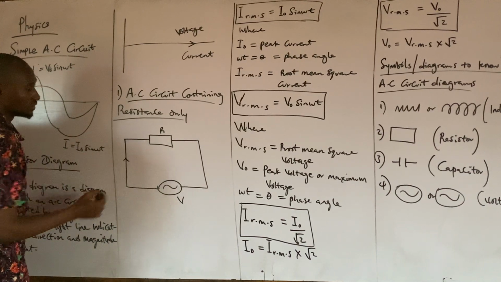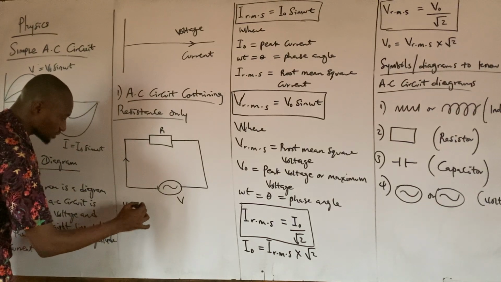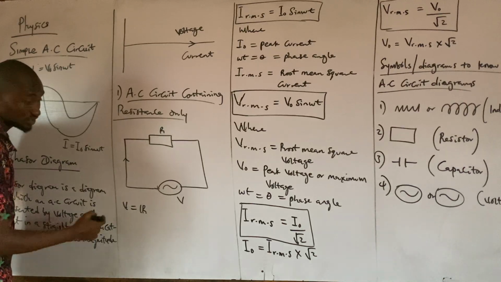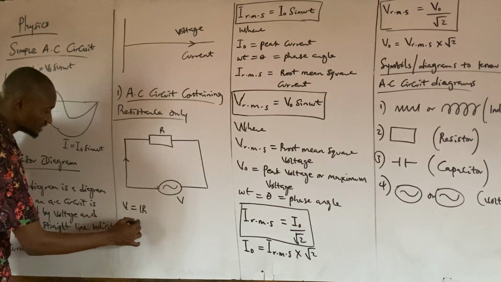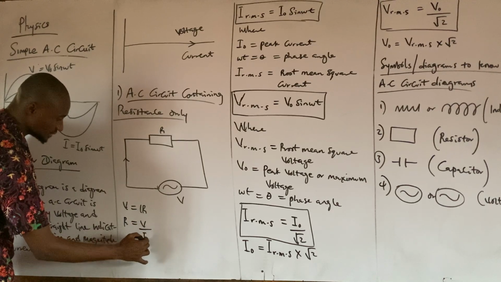So, you know that V is equal to IR. Is that correct? V is equal to IR, and R is equal to V over I.